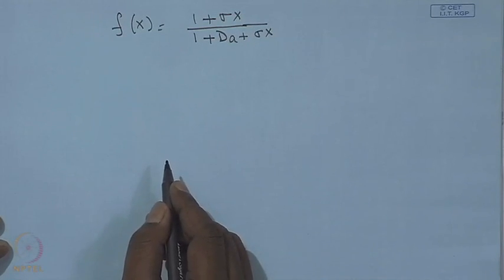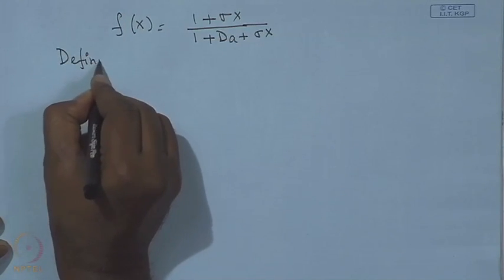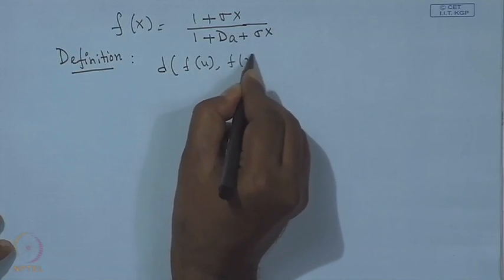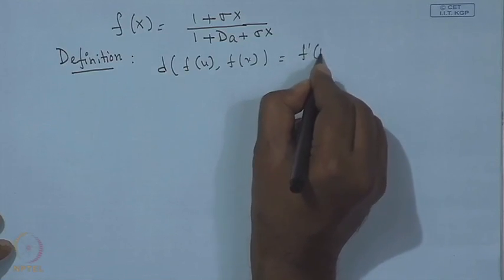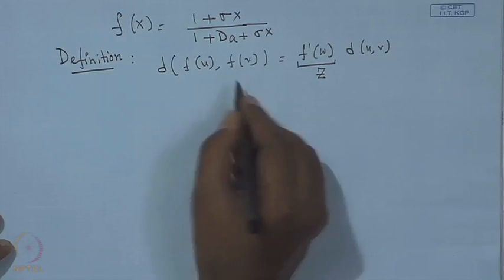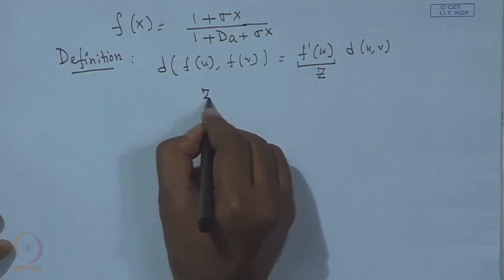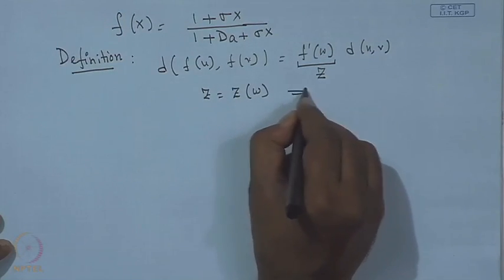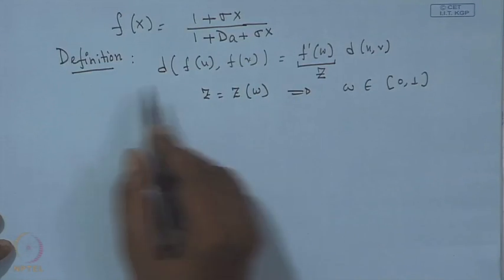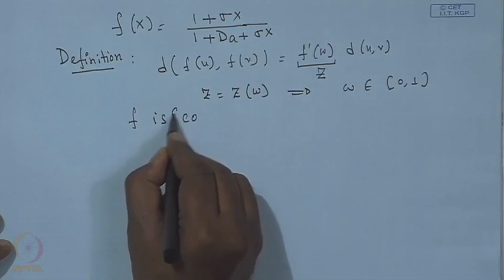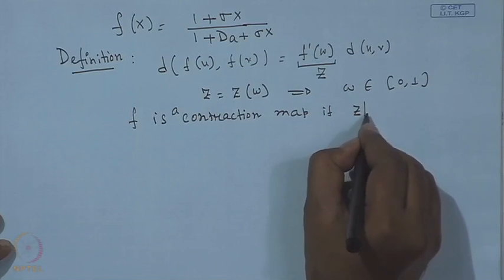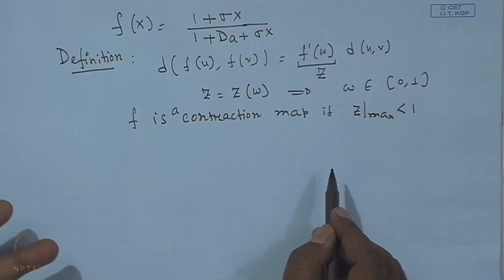Now, if you look into the definition of contraction map, it says that the metric between the functions f u and f v should be equal to f prime w times the metric between u and v. If you call this f prime w as z, which is a function of a continuous variable w lying in the same domain 0 to 1 as the original variable x, then f is a contraction map if the maximum value of z is less than 1. Then f will be depicting a contraction map.